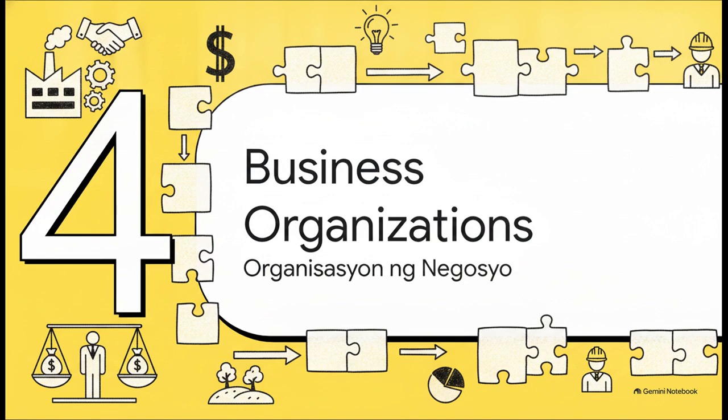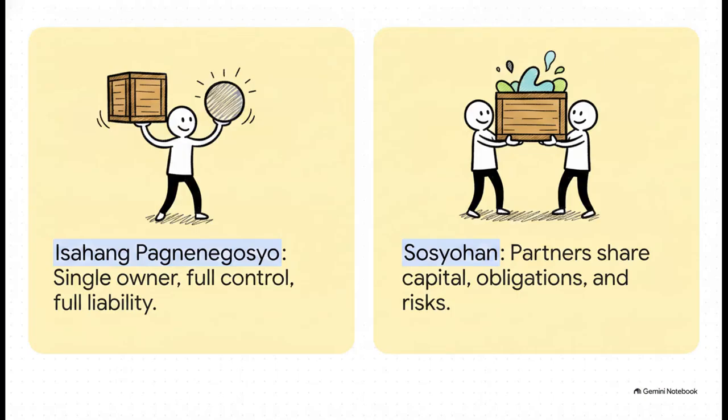Let's shift focus to Section 4, Forms of Business Organizations, or Organisasyon ng Negosyo. The module breaks down 4 main structures here. First, let's contrast the absolute simplest form, isahang pagnegosyo, against sosyohan.